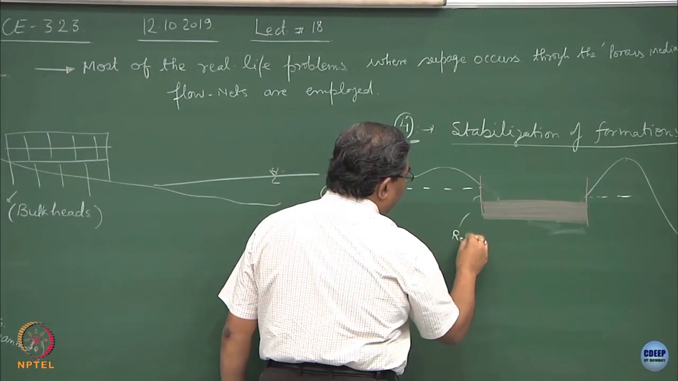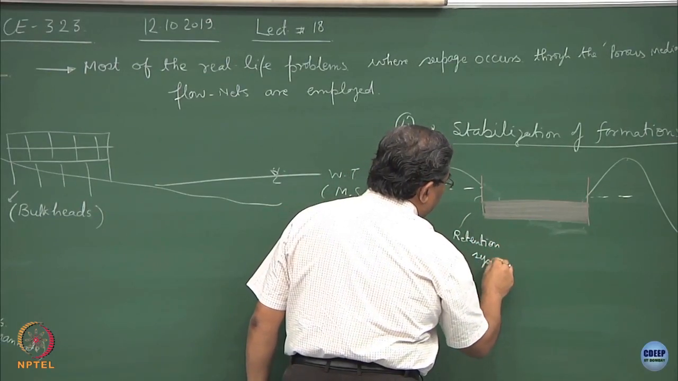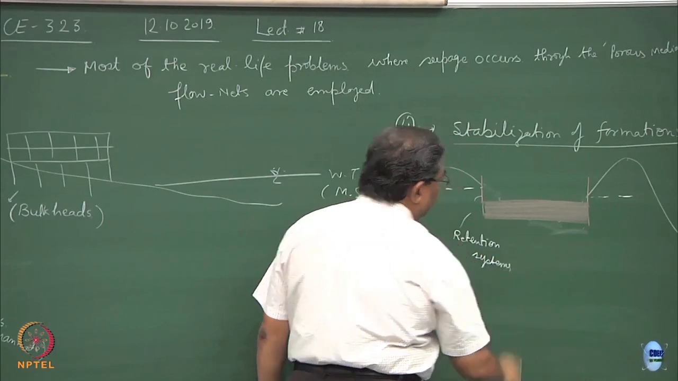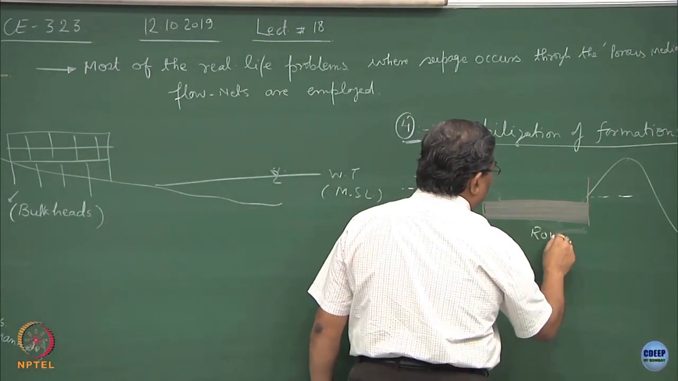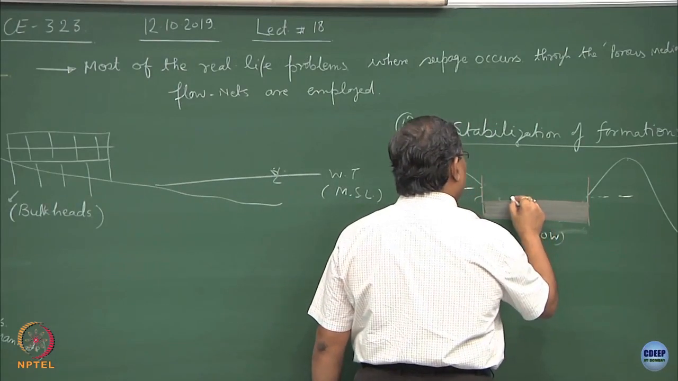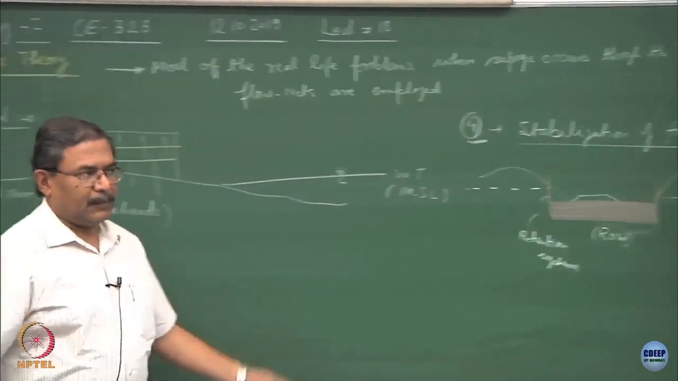So, these are the retention systems. And I have created the right of way. And on this, I can create a railway track, and that is it.